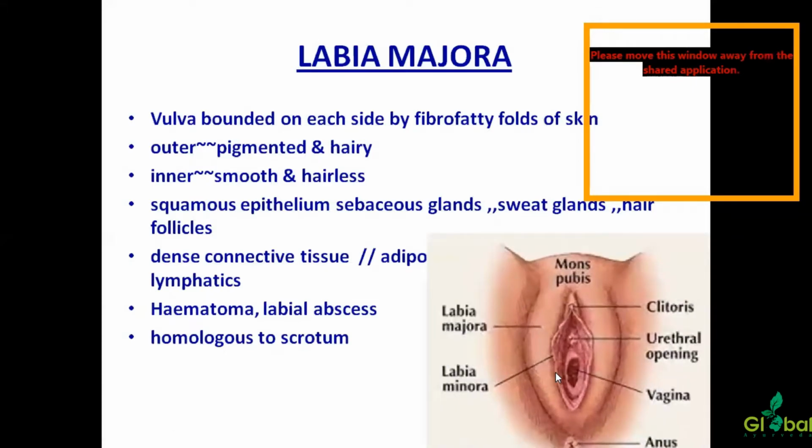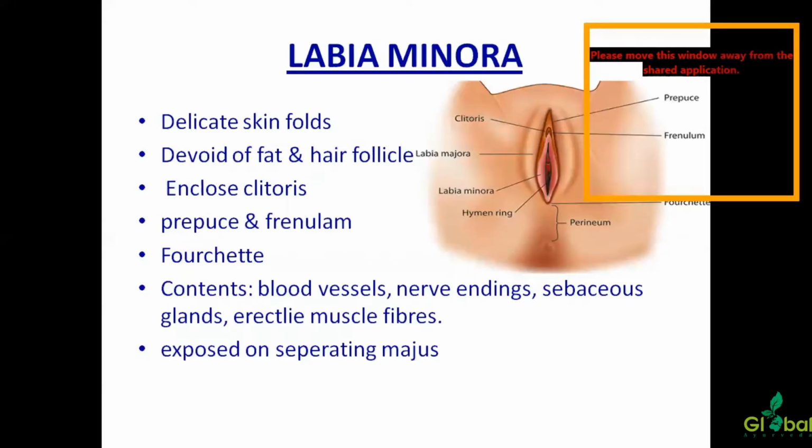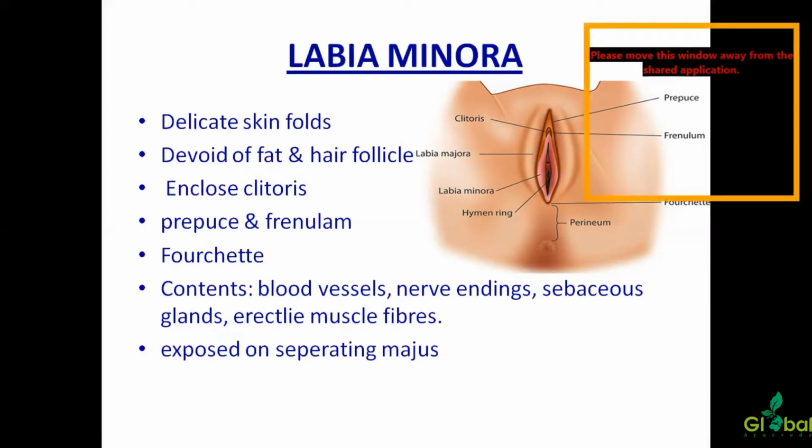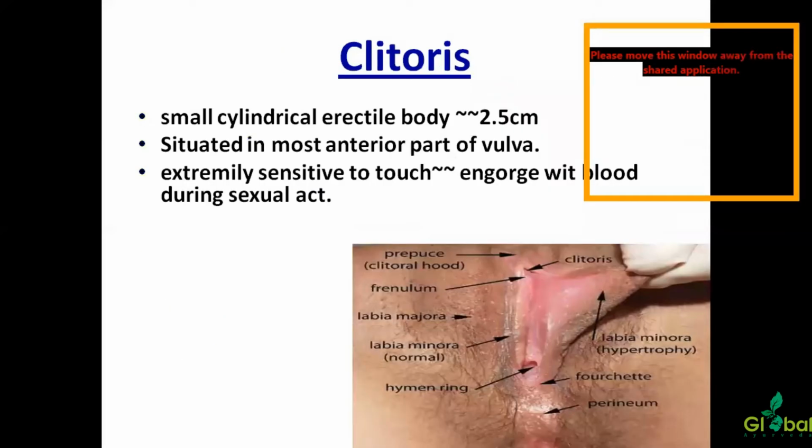Then next is labia minora. Labia minora are delicate skin folds, devoid of fat and hair follicles, and they enclose the clitoris. They are divided into prepuce, frenulum, and fourchette. They contain blood vessels, nerve endings, sebaceous glands, and erectile muscle fibers. They will be exposed on separating the labia majora.